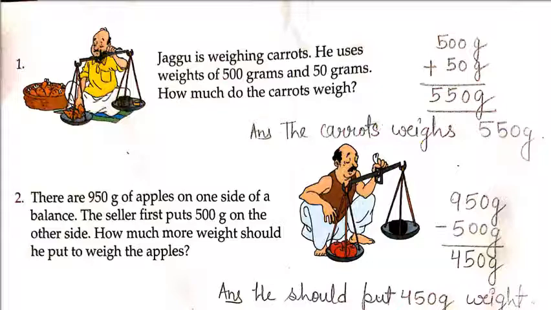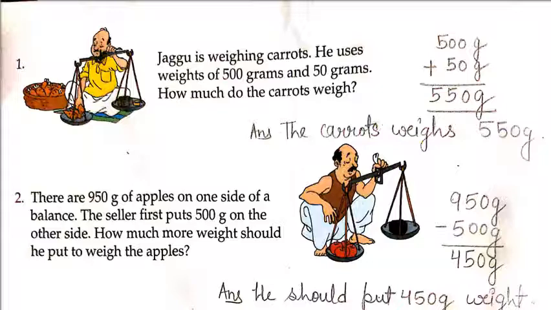Okay children, now let's do next question. Question number 2. There are 950 grams of apples on one side of a balance. The seller first puts 500 grams on the other side. How much more weight should he put to weigh the apples?